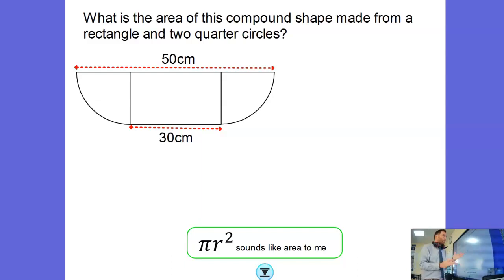Hey maths fans, looking at the area of a compound shape here, and this is about as tricky as you'll get with area. So we've got two quarter circles and a rectangle. Now let's just think about what we're going to do.